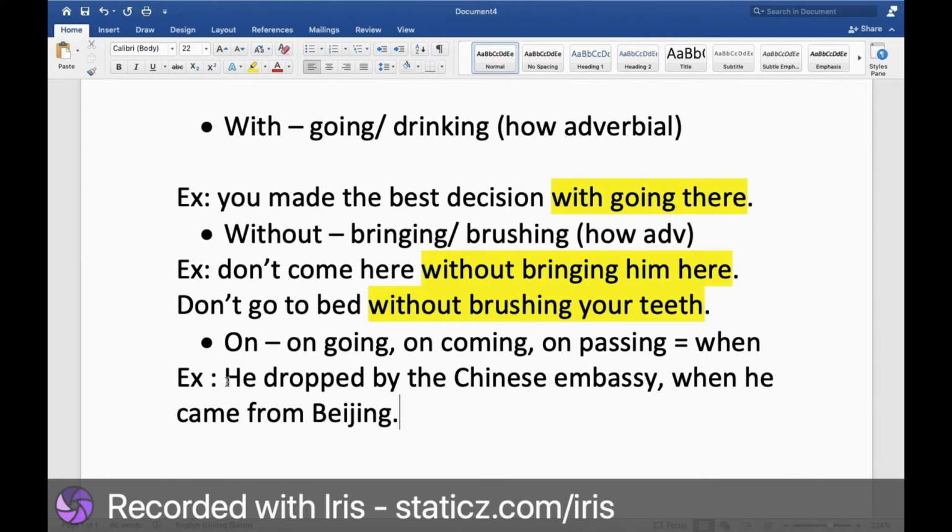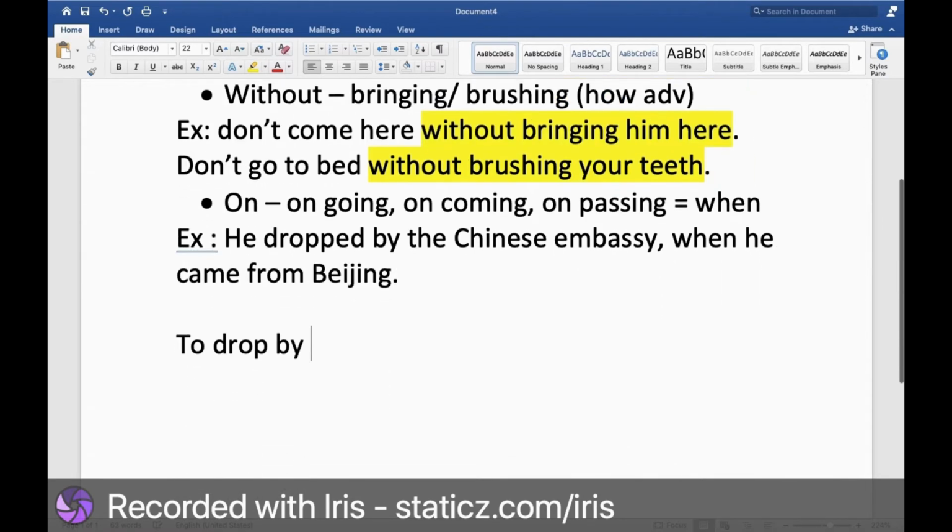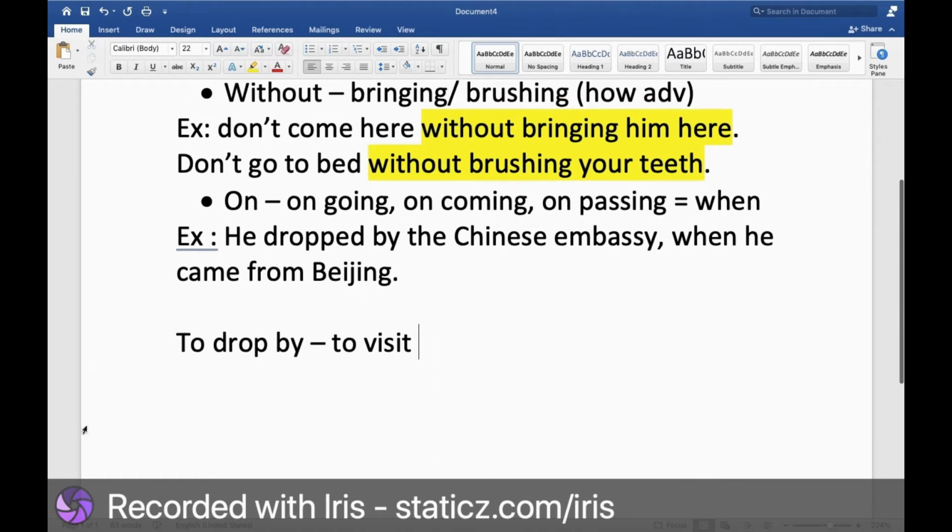Okay, by the way, do you have your vocabulary paper and notebook paper nearby? Write it down, please. "To drop by" means to visit. It's an idiom. It's a phrasal verb. Yes, it means to visit. Değmek, uğramak. Yani Çin seferine değdim, Çin seferine uğradım. Visit. So, "He dropped by the Chinese embassy when he came from Beijing." So translate this sentence for me, please.